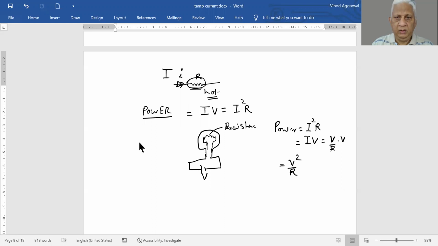Now, if you want the power to be high for a fixed voltage, what will be the value of R? The value of R has to be low. The lower the value of R, the higher will be the power consumption for a given voltage.